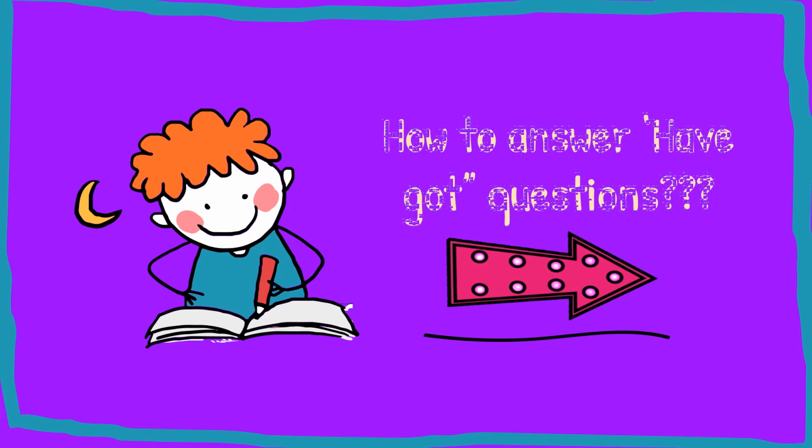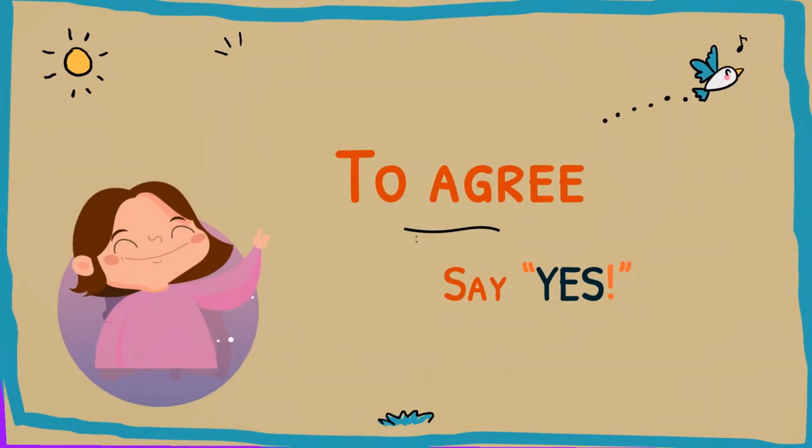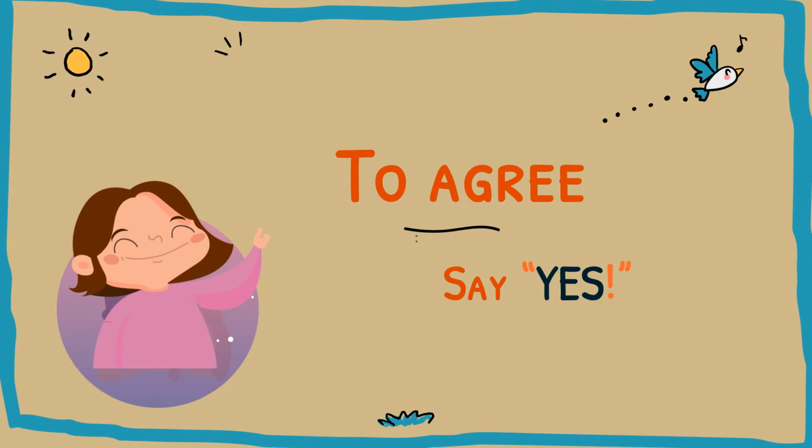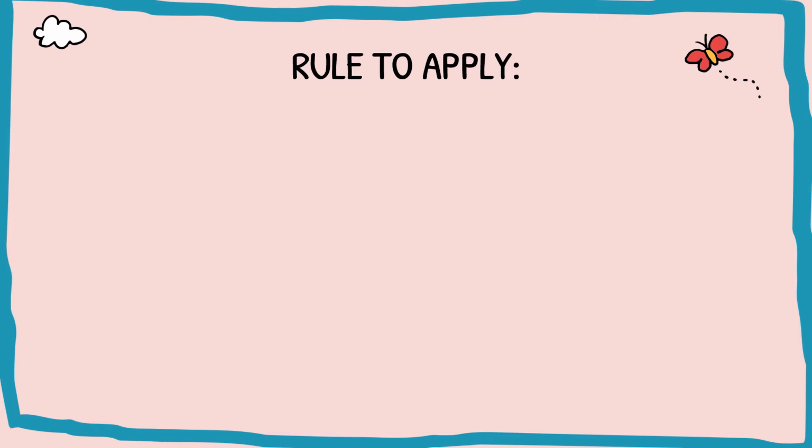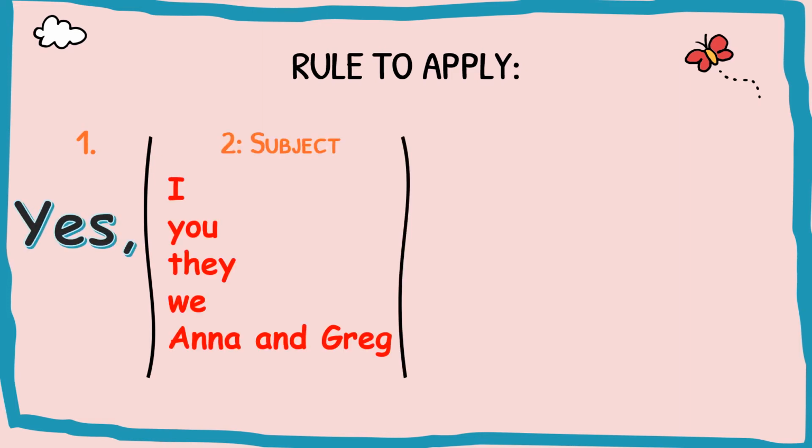Let's proceed to how to answer have got questions. To answer, we can agree or disagree. To agree is to say yes. Now, how to form an answer when we agree to a question? Remember, to agree is to say yes. The rule to apply in answering is begin with the word yes, then continue with the subject.